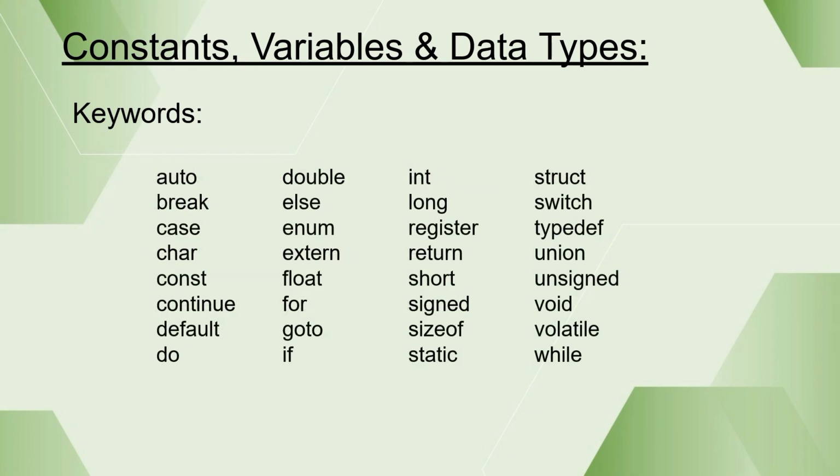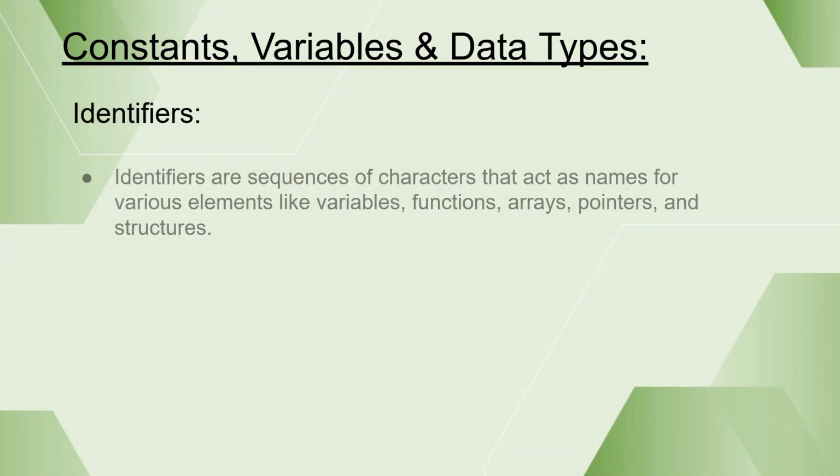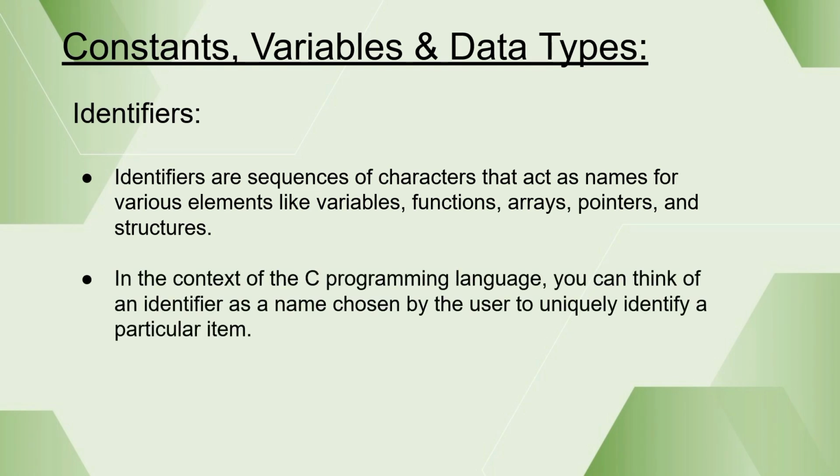Okay. Next, identifier. What is an identifier? Identifiers are sequences of characters that act as names for various elements like variables, functions, arrays, pointers, and structures. In the context of the C programming language, you can think of an identifier as a name chosen by the user to uniquely identify a particular item.